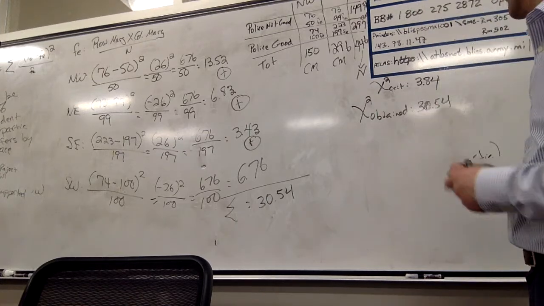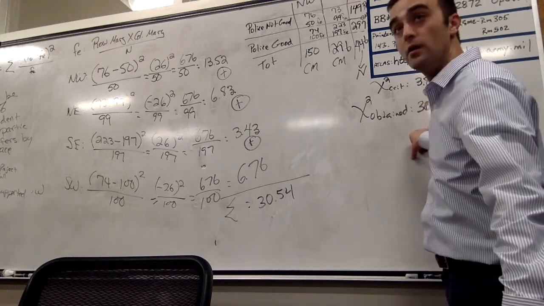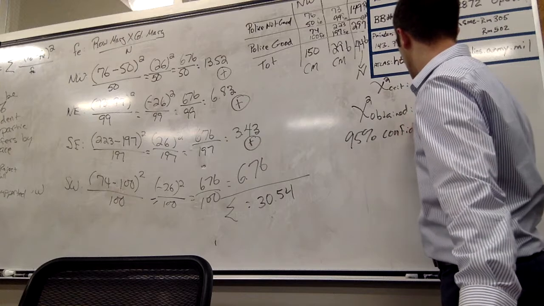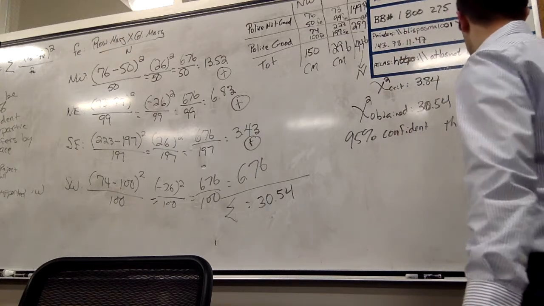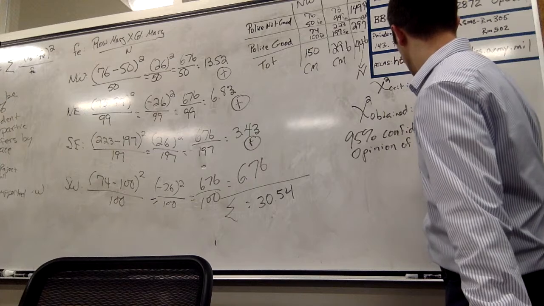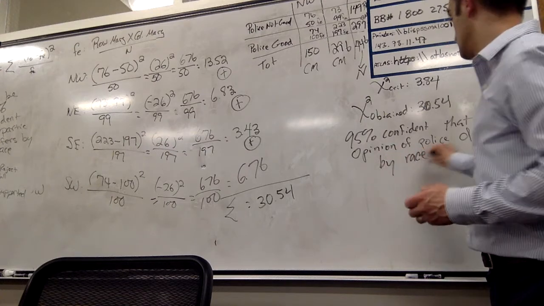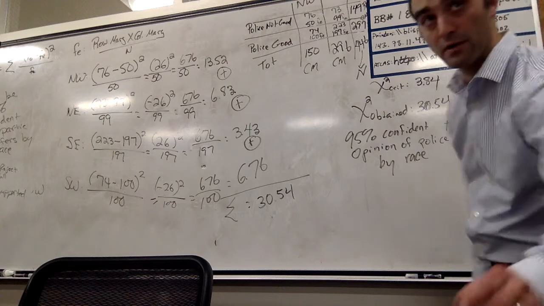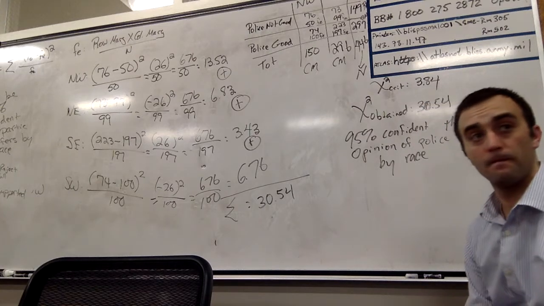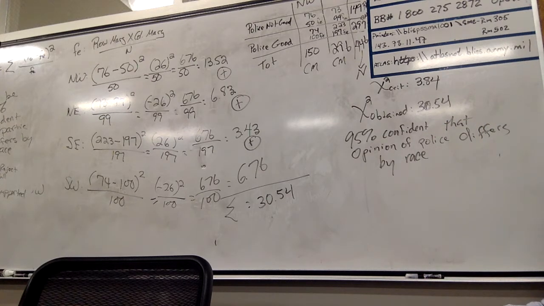We only needed the chi-square obtained to be 3.84. It obviously surpasses the critical value of 3.84. So yes, you can be 95% confident that opinion of police differs by race. So yes, there's a statistically significant relationship between race and their feelings towards police, because your chi-square obtained of 30.54 exceeds 3.84.